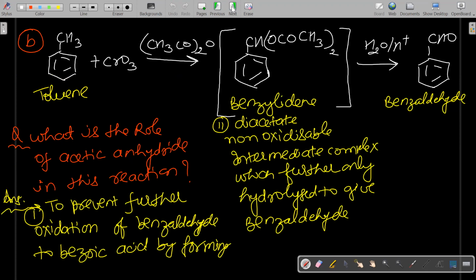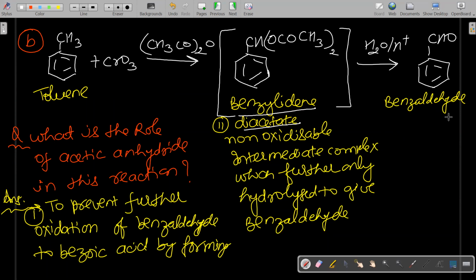Now from toluene to benzaldehyde, one method is Etard reaction, that is chromyl chloride. Second method, we can use CrO3 as oxidizing agent in presence of acetic anhydride. So we take toluene, CrO3, acetic anhydride. Here also we get an intermediate complex. And what is the name of this complex? Benzylidene diacetate. So we get the intermediate complex, that is benzylidene diacetate, C6H5CH(OCOCH3)2, which is further hydrolyzed in acidic medium to form C6H5CHO, that is benzaldehyde.